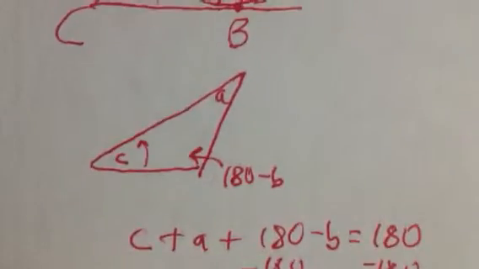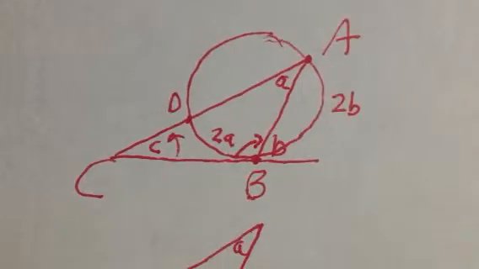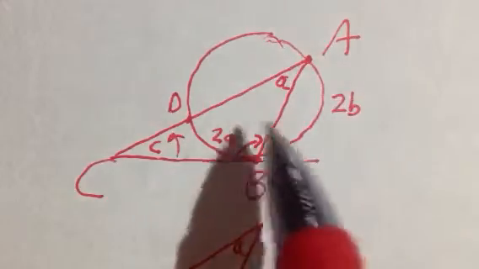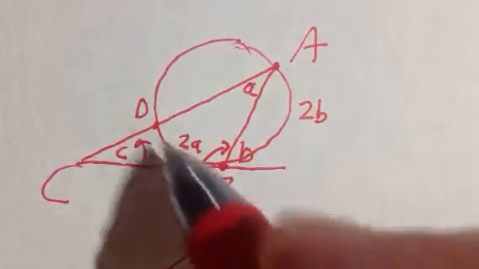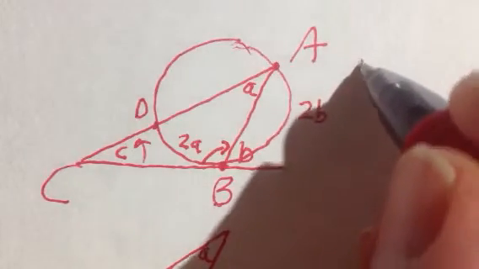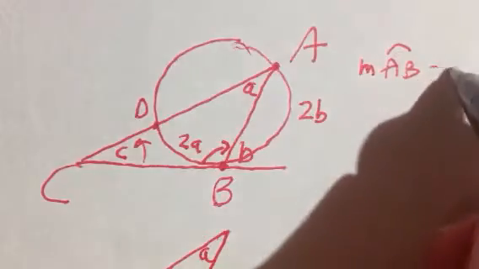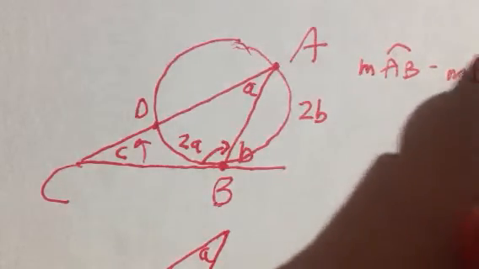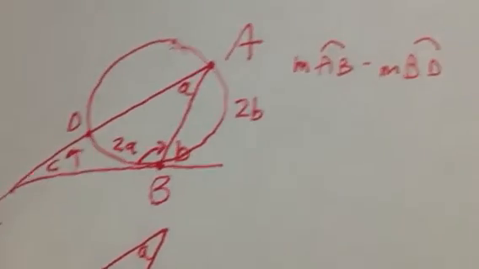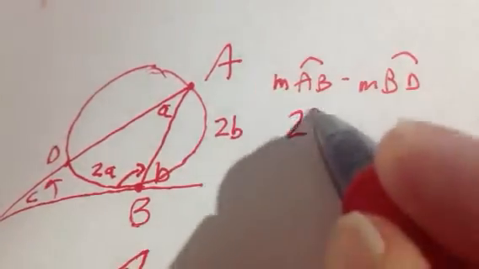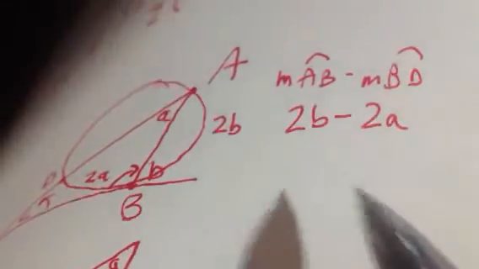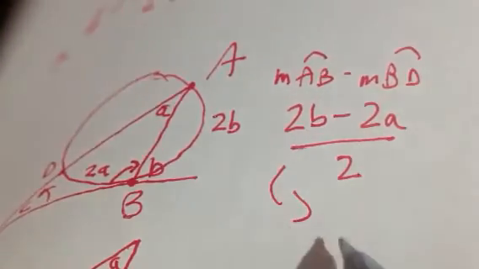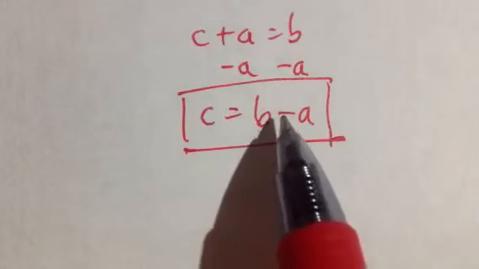So we have this important equality, C equals B minus A. So now we have a term for C. But notice something. Notice that the difference in the measures of the intercepted arcs is the measure of AB minus the measure of BD, which is equal to 2B minus 2A. So if we take the measure of those intercepted arcs, divide by 2, we then get B minus A. Well, how about that? We found out that C equals B minus A.